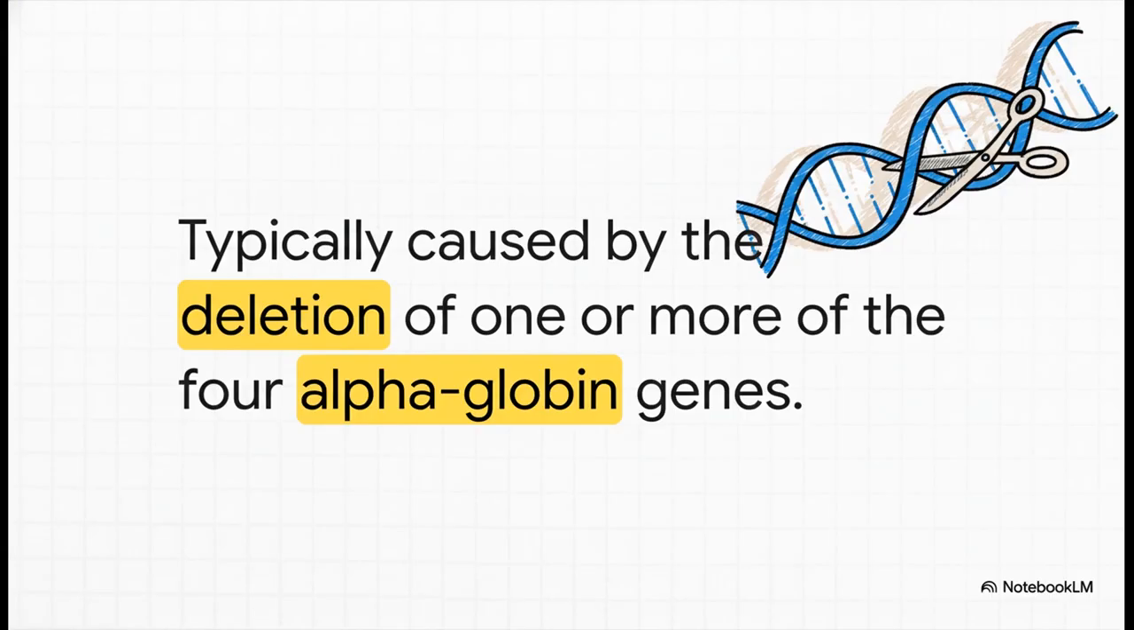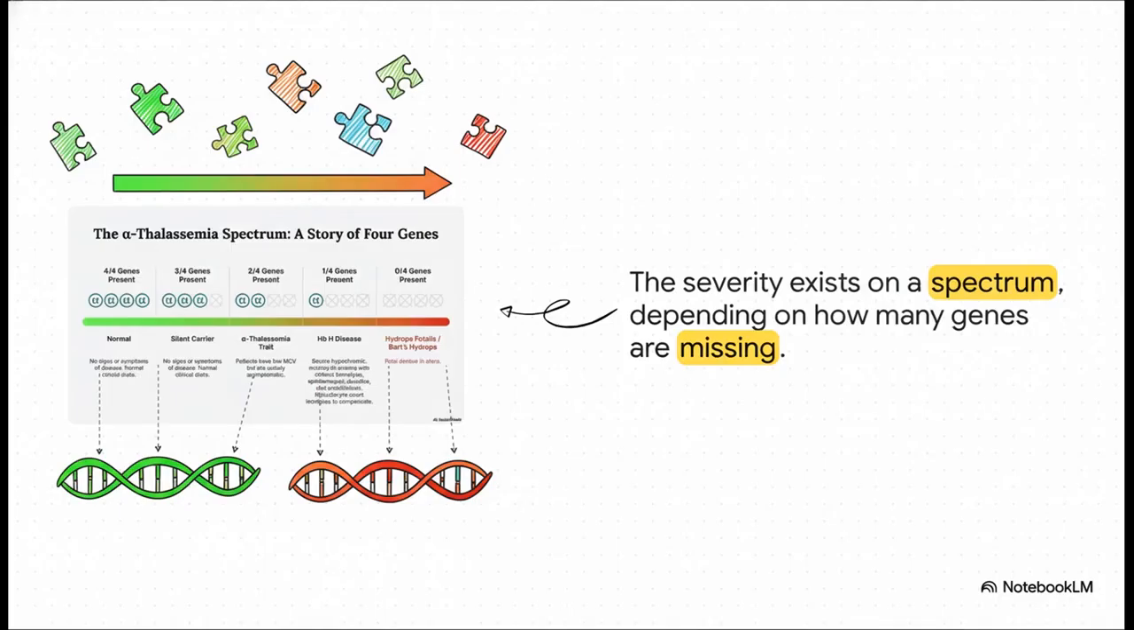With alpha thalassemia, the problem isn't some typo in the genetic code. No, it's that entire genes, the actual instructions for making alpha globin, are just gone. They're completely missing. We all have 4 copies of this gene, and the disease is defined by how many of those 4 have disappeared. And this slide really shows the consequences perfectly.